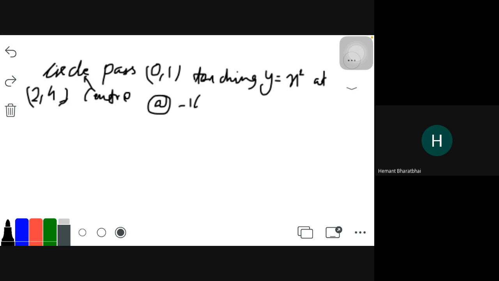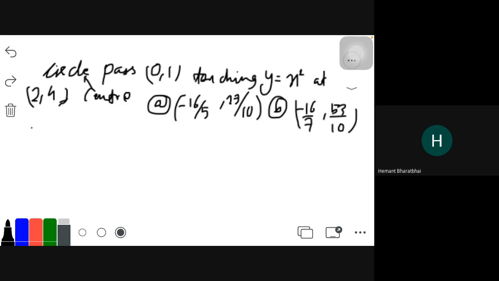option A minus 16 by 5, 27 by 10. Option B minus 16 by 7, 53 by 10. Option C minus 16 by 5, 53 by 10. And option D is none.